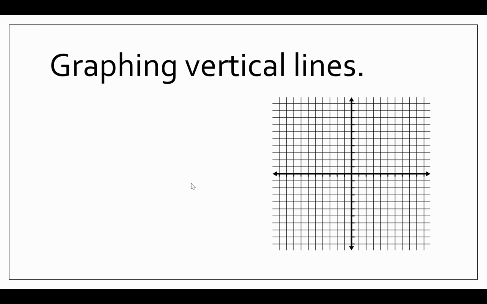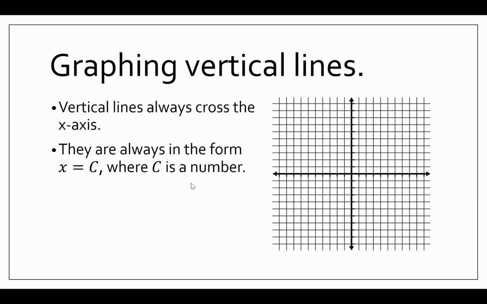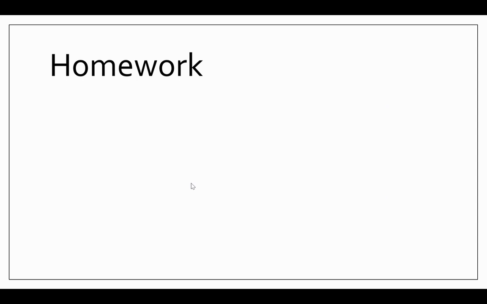Similar concept for graphing vertical lines. Vertical lines always cross the x-axis, and they're always in the form of x equals c, where c is some number. If we were to graph, say, x equals 5, we would have a vertical line running through the 5 on the x-axis. So this lesson is all about graphing different kinds of lines, using the tools that we have for calculating formulas for slope and for the y-intercept, and solving to draw and diagram our lines.